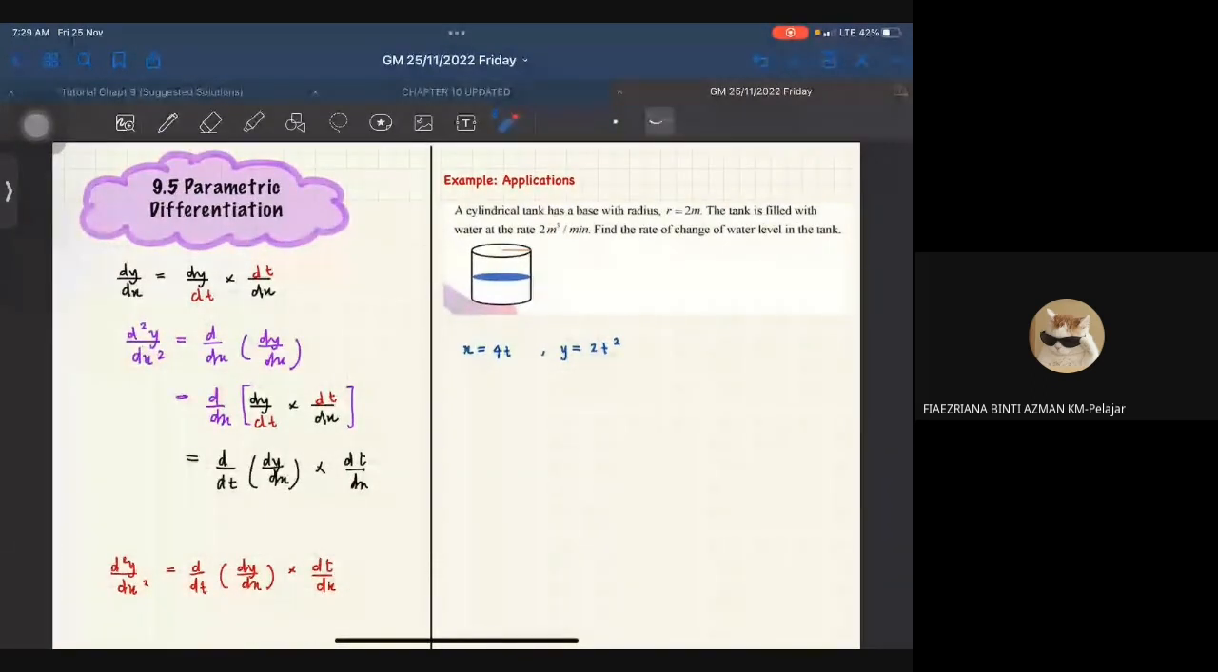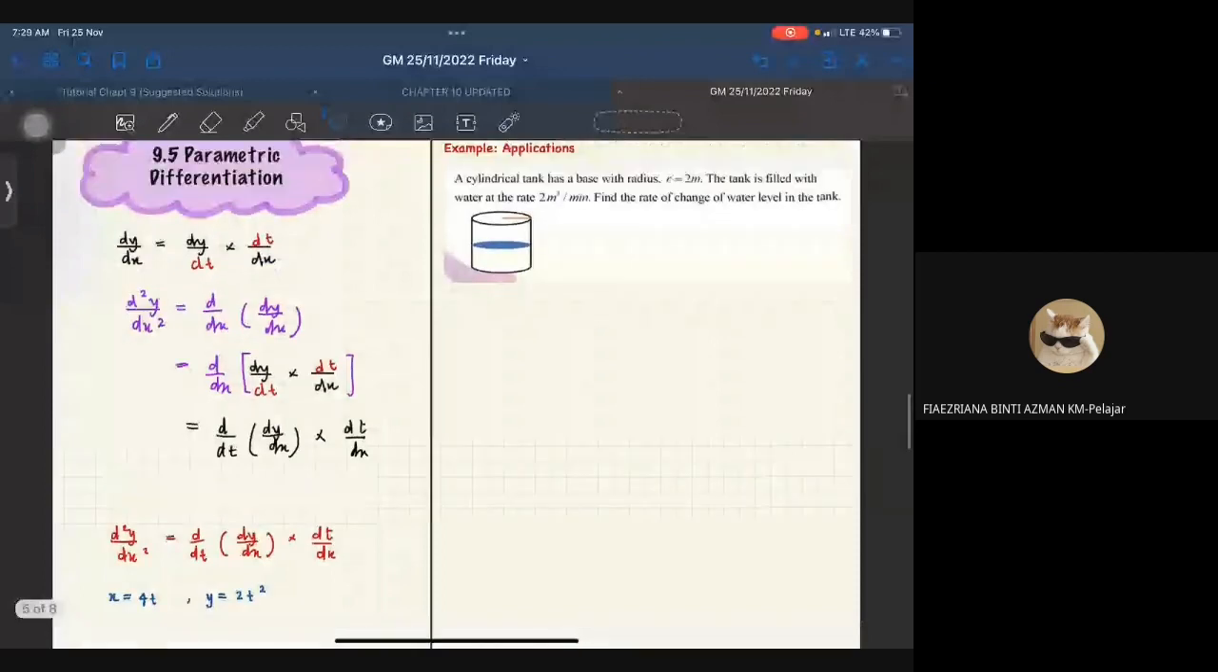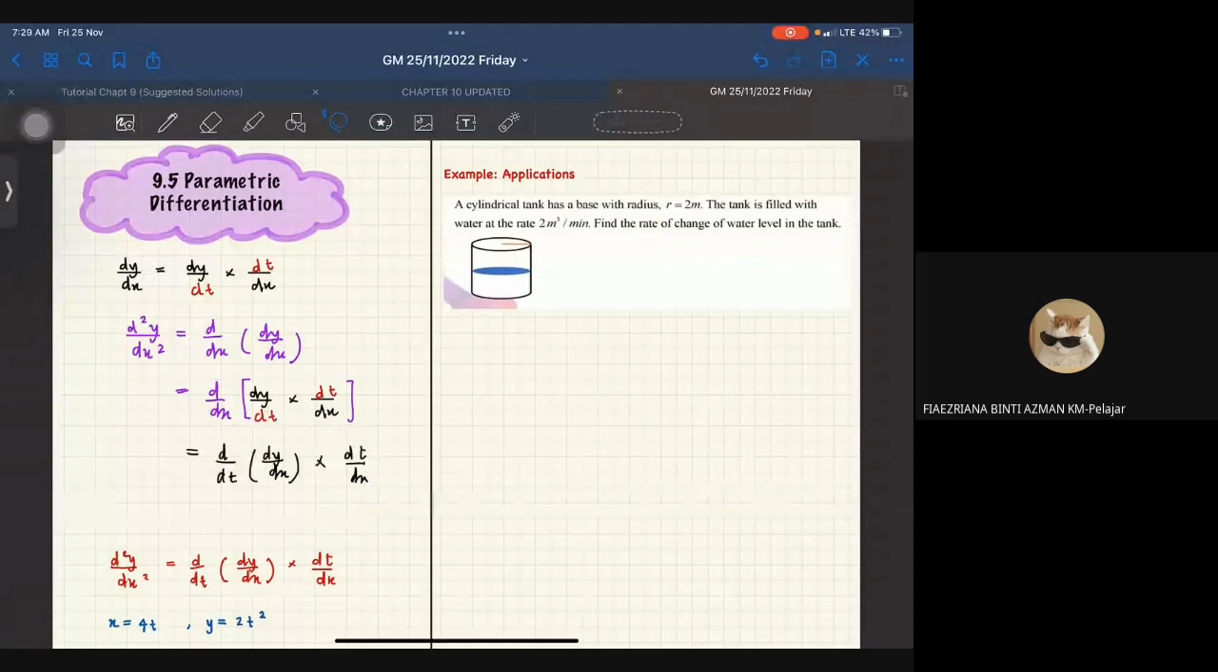Okay, so awak akan belajar soalan yang macam ni, you will find this type of question masa awak dekat chapter 10 nanti. Minggu depan kita akan belajar. Okay, so chapter 10 adalah applications of differentiation lah. So kalau ikutkan soalan ni, so this one, dekat bawah ni. Okay, so kalau ikutkan soalan ini sekarang, dia minta kita find the rate of change of water level. Okay, so yang ni tak apa, awak tak faham pun tak apa je. Saya just nak tunjukkan sahaja application of parametric dekat awak.